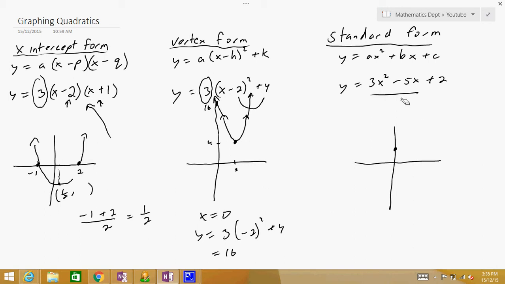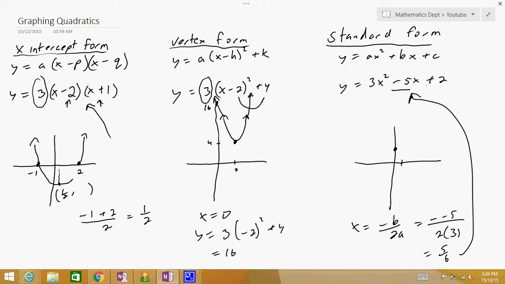Your vertex for this one has a special formula where x is equal to -b over 2a. So your b for this one is -5, so -5 divided by 2 times a. Your a for this one is 3. So your vertex x value is 5 over 6. And now to find the y value, you plug the x value into here, find out what the y value is, and that would be your vertex.